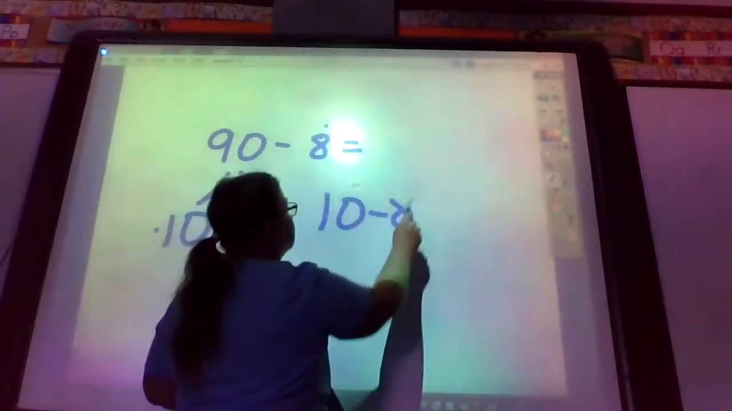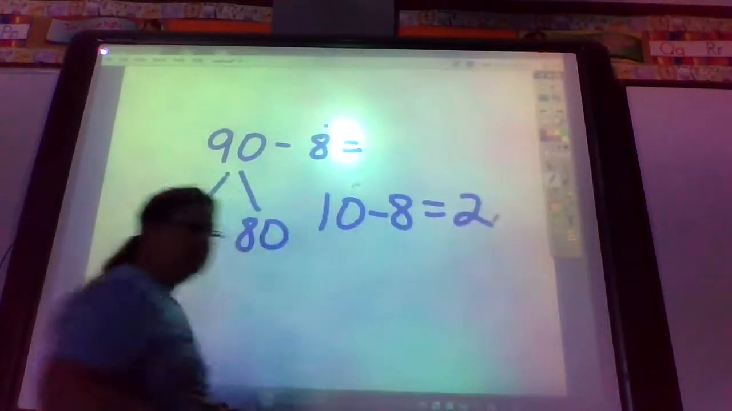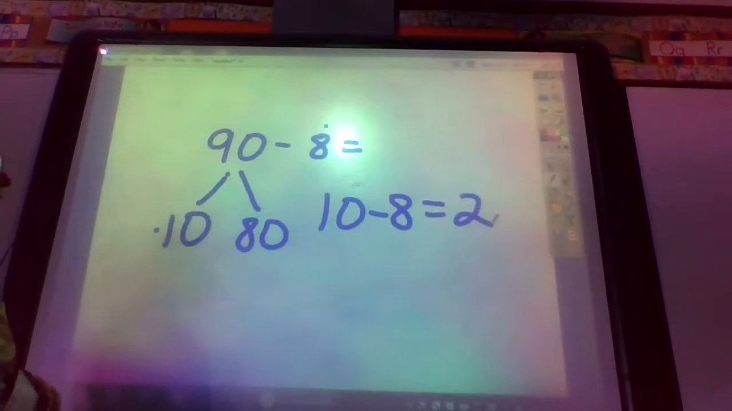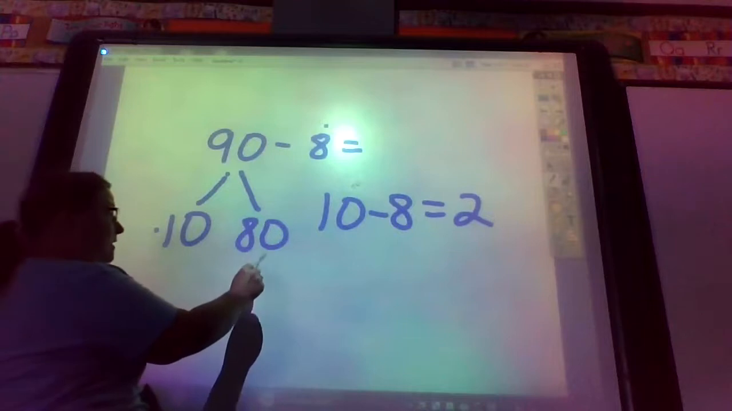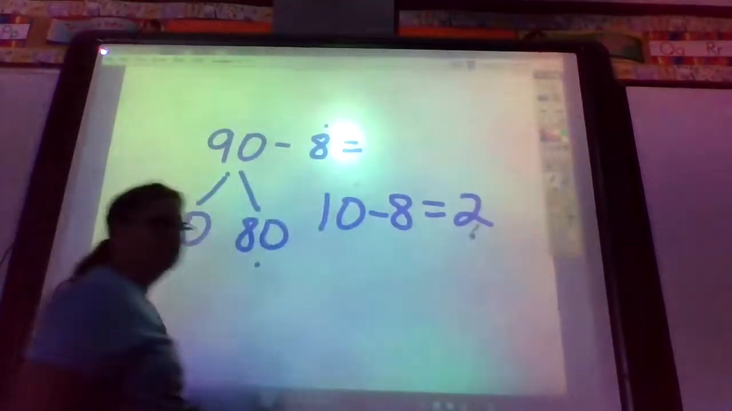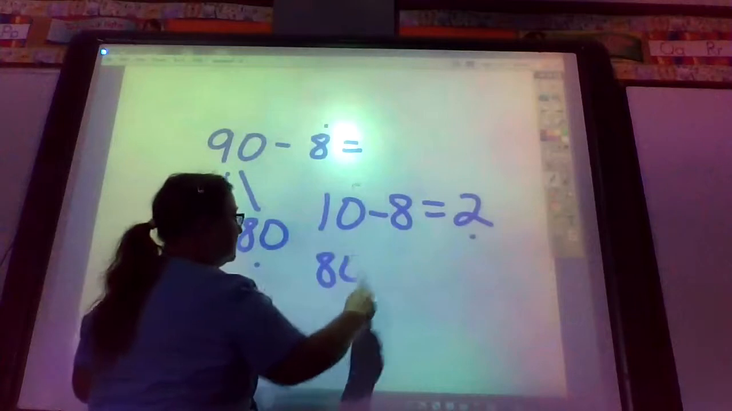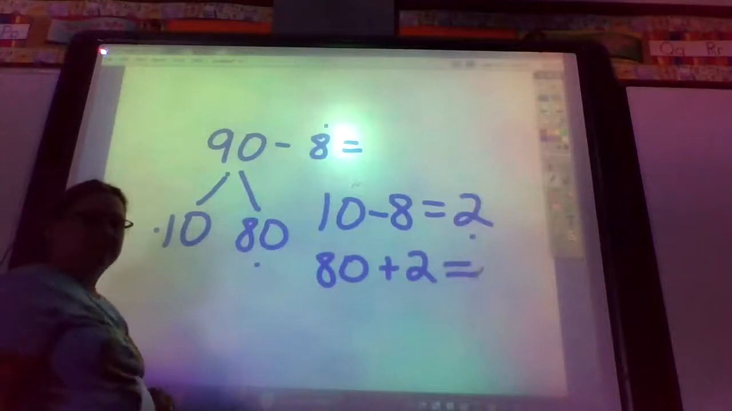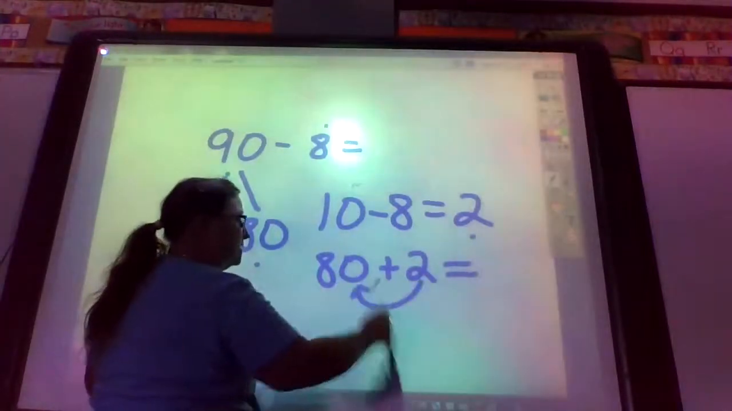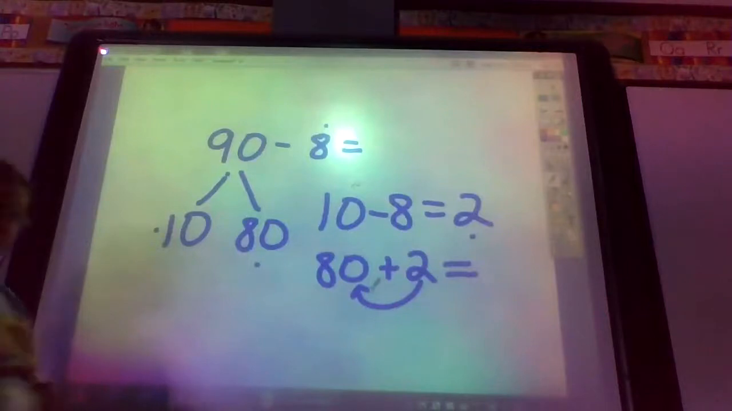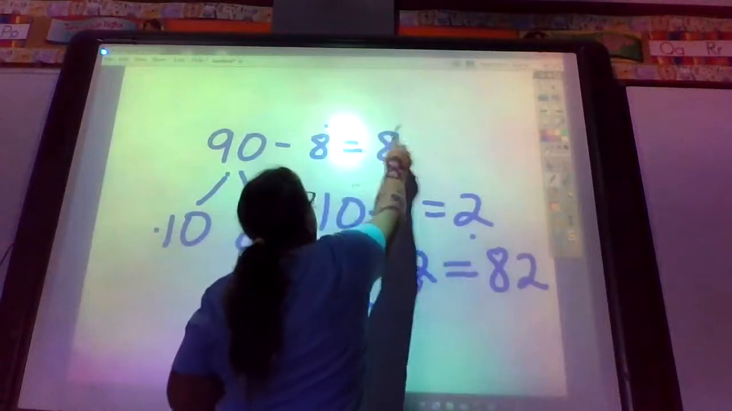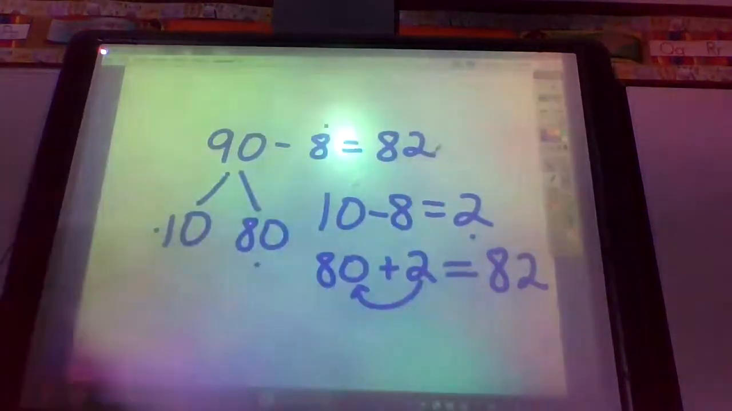10 minus 8 equals 2. 8, 9, 10. I have 2 left. 2 fingers. Hey, now I'm ready to add. I use the 80 plus my answer. Okay? 80 plus 2 equals. This is my slide number. There's that 0. So this 2 slides over and takes the place of that 0. So my answer becomes 82. So I know that 90 minus 8 equals 82.